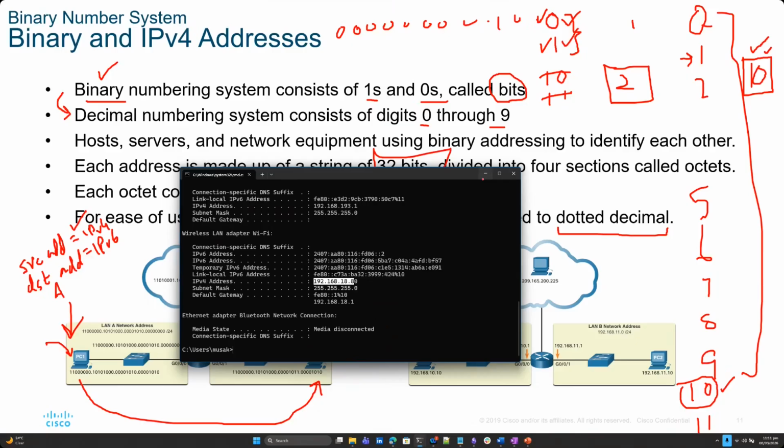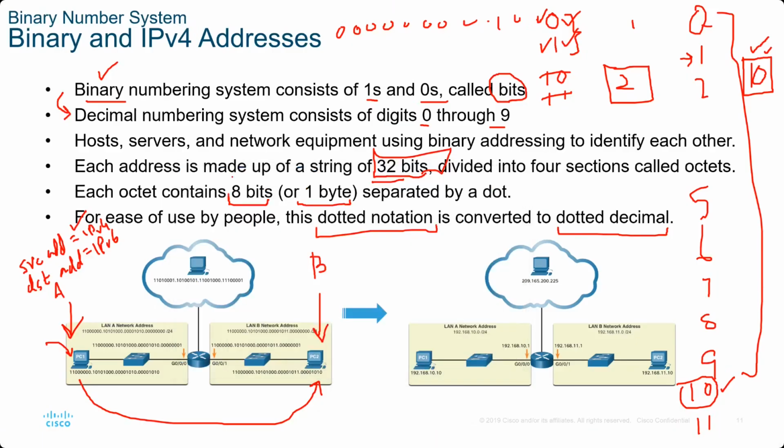They also divided these 32 bits into groups of 8 bits. How many groups would you create if you divide 32 into 8 bits? You'd create 4 groups of 8 bits. And each of these groups is called an octet. Why is it called an octet? Because oct means 8. We have 8 bits in each group.